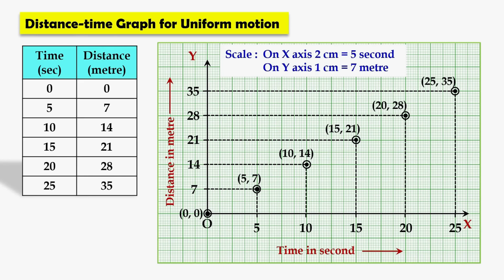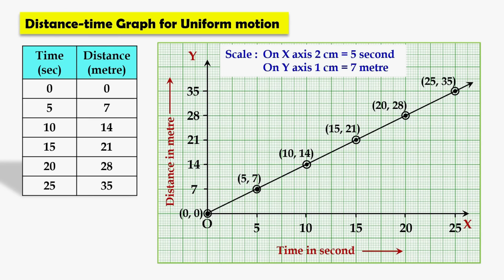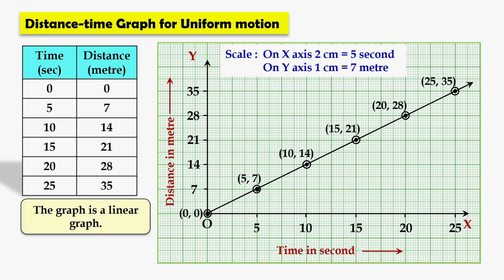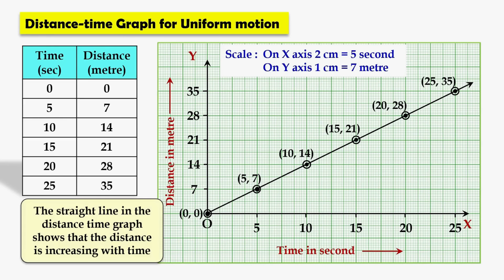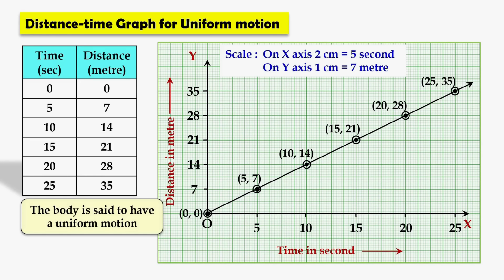After plotting these points, we join them. We get a straight line. This straight line shows that the distance is increasing uniformly with time. So, the speed of the body remains constant. Hence, when the distance-time graph is a straight line, the body is said to be in uniform motion. This is why the given distance-time graph represents uniform motion.